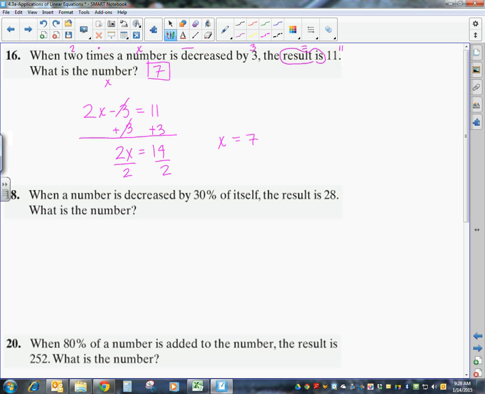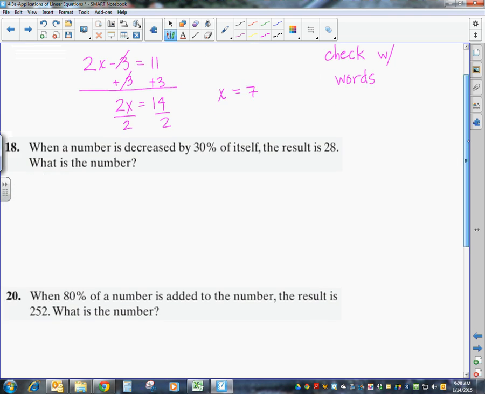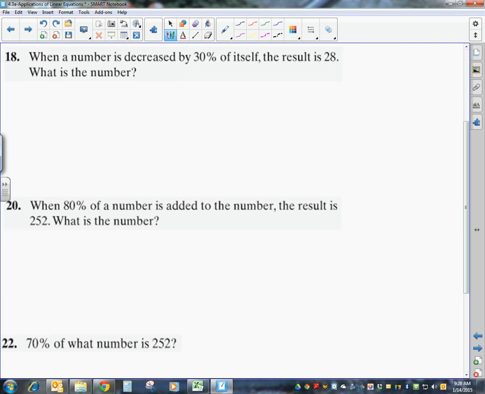Now, how can you check that? I want you not to put it back in your equation, but I want you to check it with the words in the problem. When 2 times a number, if I take 2 times 7 is 14, and I decrease it by 3, is 14 minus 3 equal 11? It does, and that checks. So make sure you write that down. All right, let's try another one.